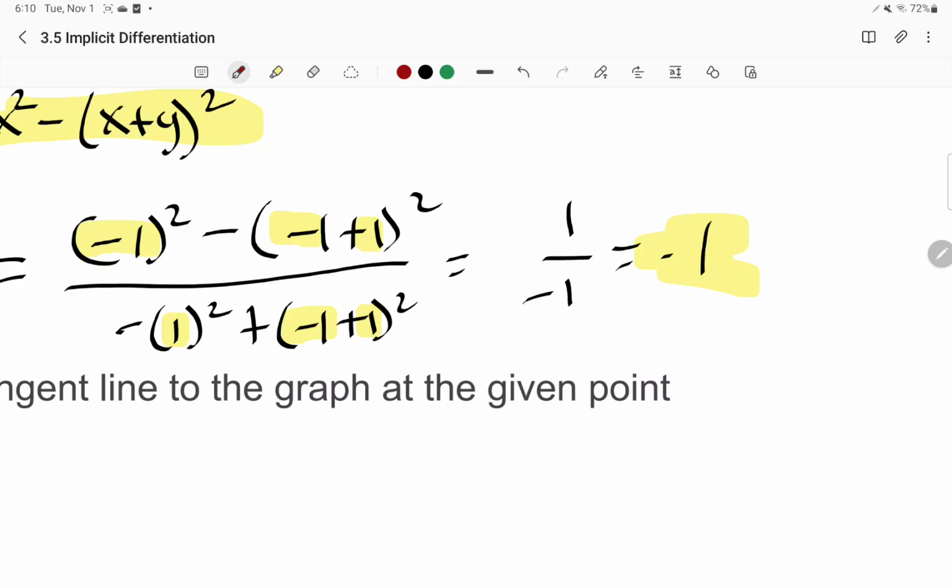So then we're asked to find the slope at the point, find dy dx. So then that is dy dx. So that is the slope at -1, 1. Okay, so then this would be our final answer on that one.